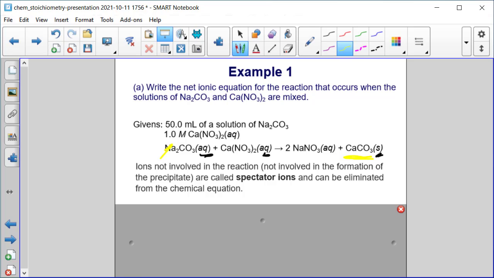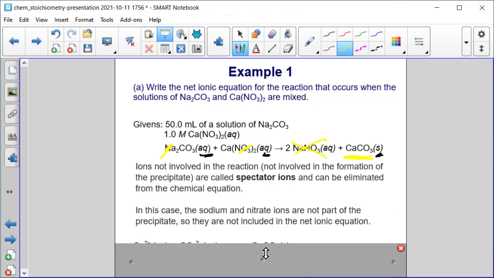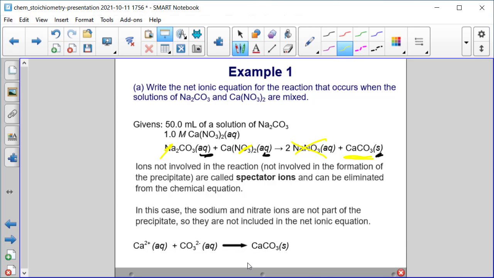So we can have a reaction that only includes calcium and carbonate. And remember, these are ions, so we want to include their ionic charge. In this case, the sodium and nitrate ions are not part of the precipitate, so they are not included in the net ionic equation. So we have our calcium ion, which is 2+, our carbonate ion, which is 2-, producing our precipitate CaCO3 solid, and that's our net ionic equation.